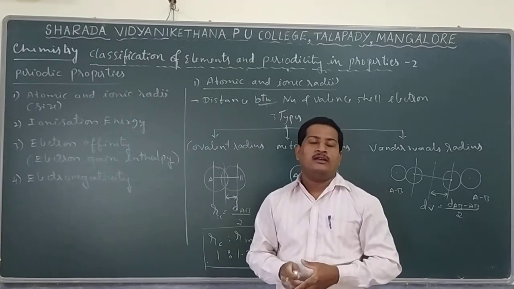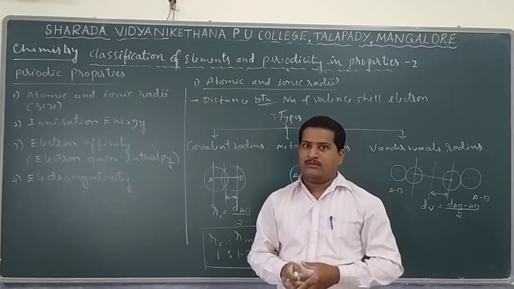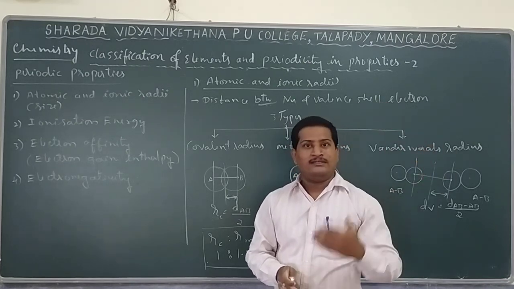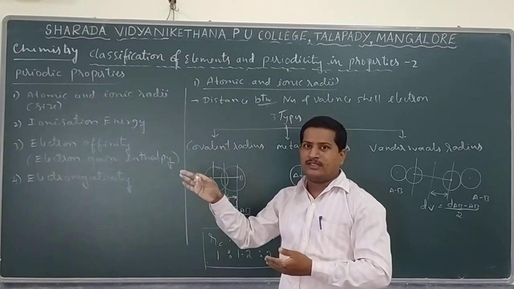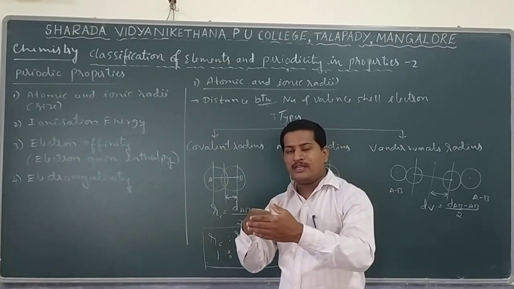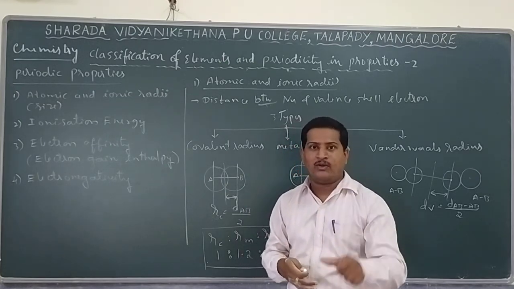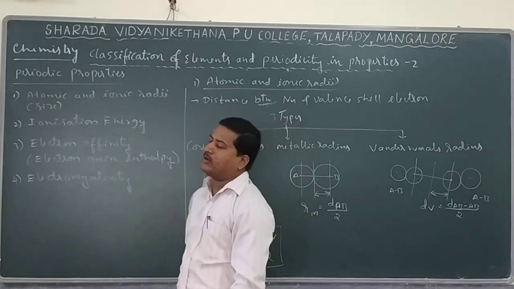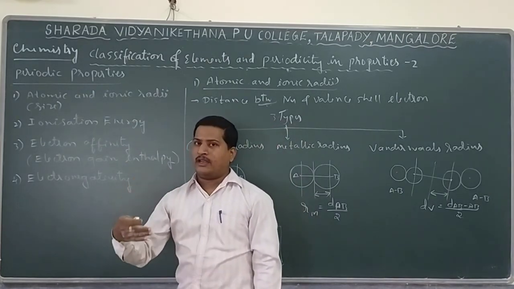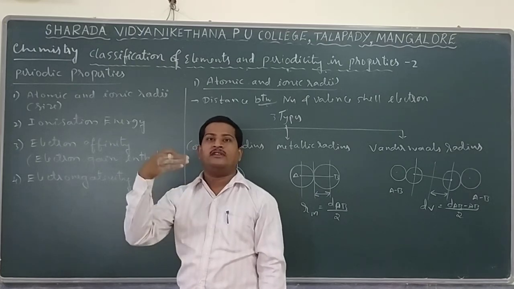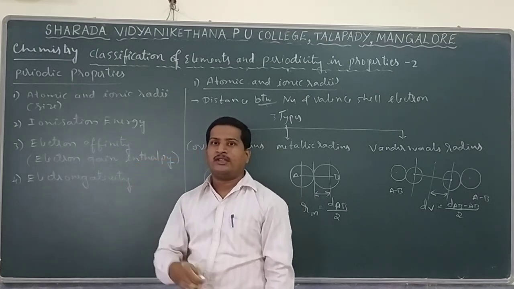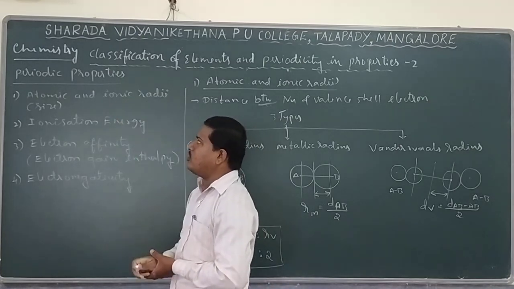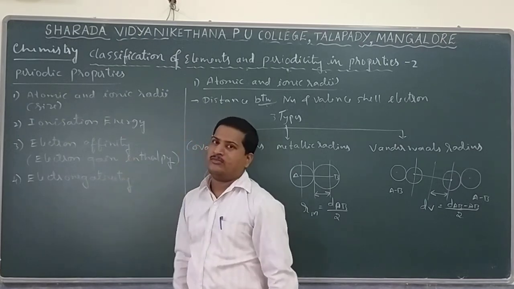Like we observed in Newlands' law of octaves. What is that? Every 8th element has properties exactly equal to the first element. Similarly here also, for the elements present in the periodic table, after regular intervals of atomic number, their properties are found to be the same. So let us see those important properties called periodicity properties. The repetition of some important properties after regular intervals with respect to atomic number is nothing but periodicity properties. There are 4 important periodicity properties.